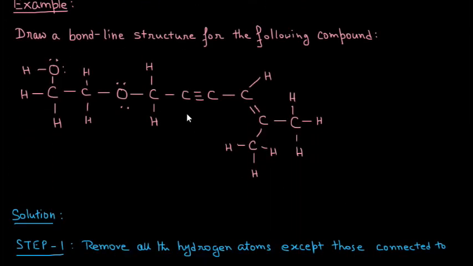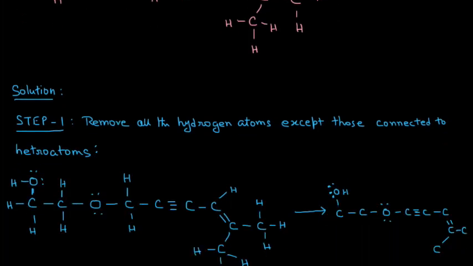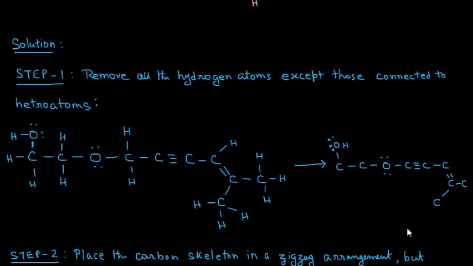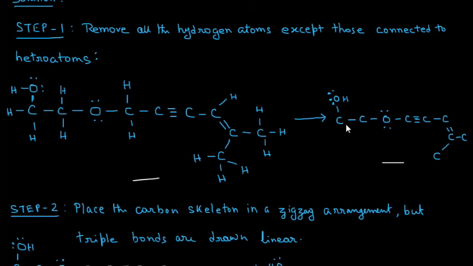Draw a bond line structure of the following compound. So the first step is to remove all the hydrogen atoms except those connected to heteroatoms. So this is the structure, this is the question here, and we have removed all the hydrogen atoms except those of heteroatoms. For example, we have not removed the hydrogen of OH.